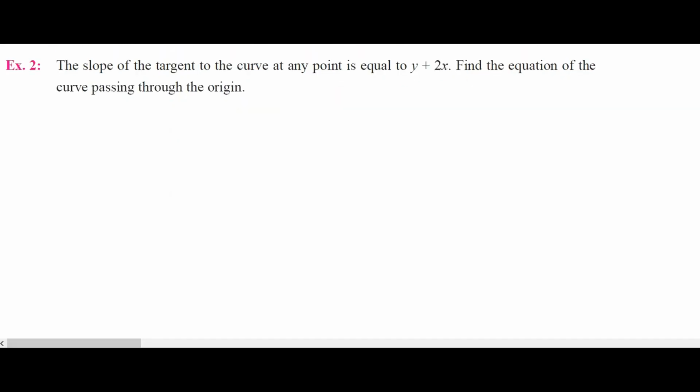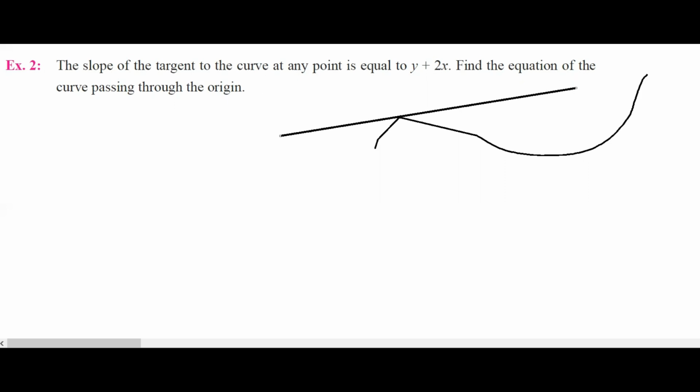Okay, so question number 2 is: the slope of the tangent to the curve at any point is equal to y plus 2x. Find the equation of the curve passing through the origin. What is he asking? He is asking for the particular equation, not the general equation. So he's saying that, say there is some curve. And on this curve, there is a slope of the tangent. So say I will have the tangent like this. Okay, so this is the tangent.